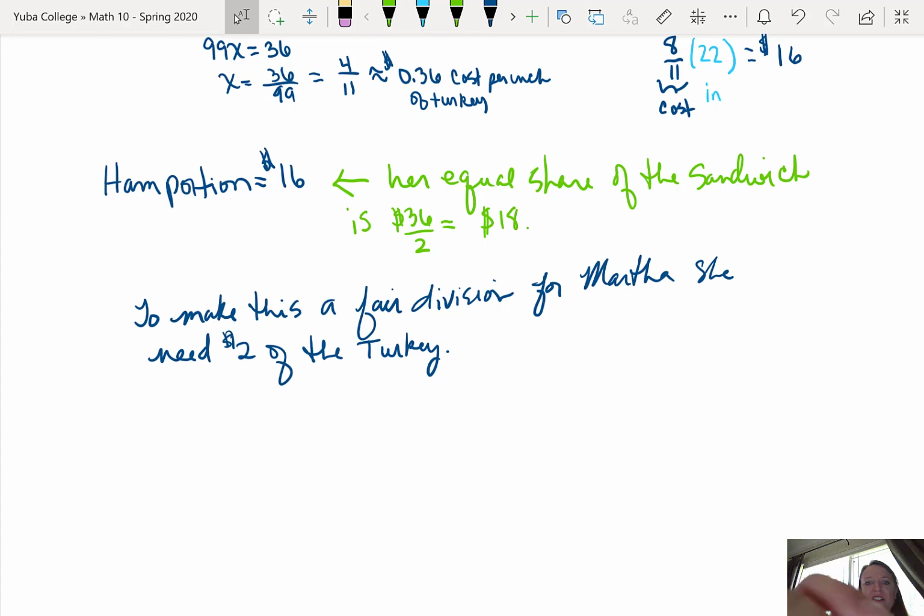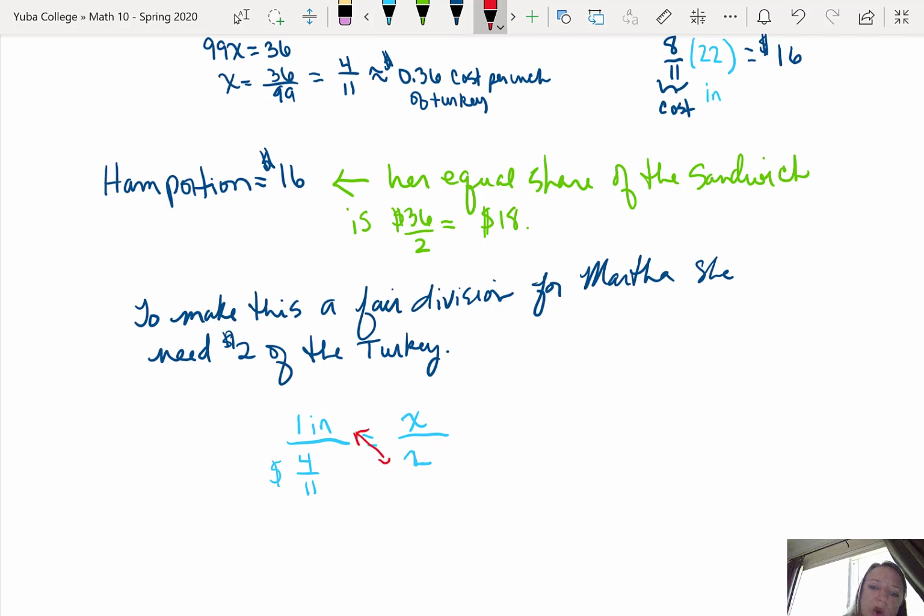Well, let's just set up a proportion. We know that 1 inch of turkey was equal to 4/11. Yes, this is dollars. We want to know how many inches of turkey. I'm just going to call this X right here. I know it's not the same X as up there. And that was equal to $2 worth. And so we have a fraction equal to a fraction. We talked about this last class period.